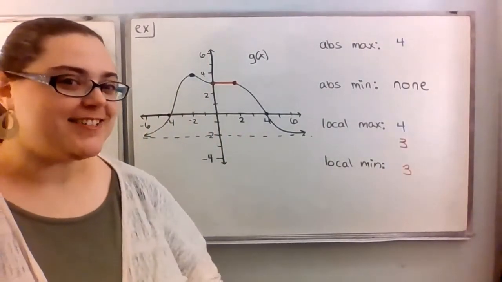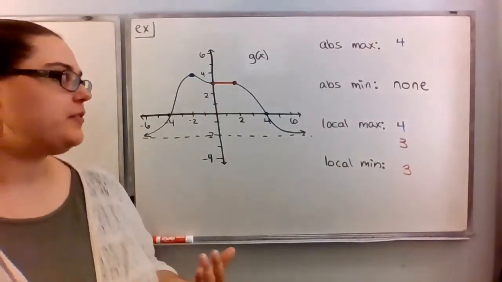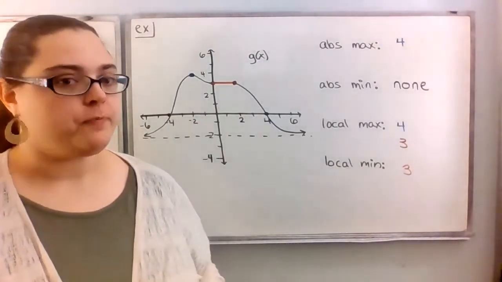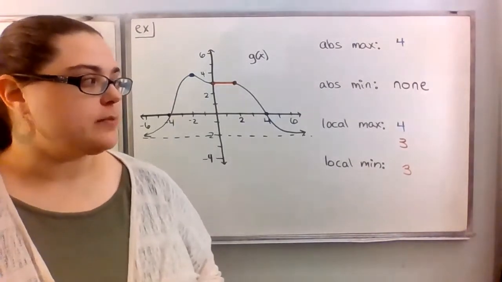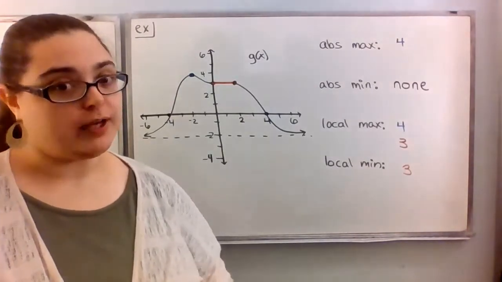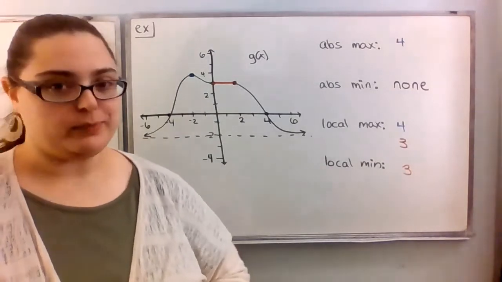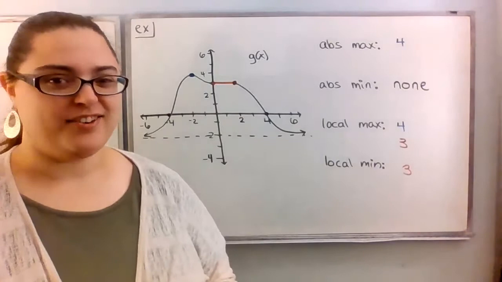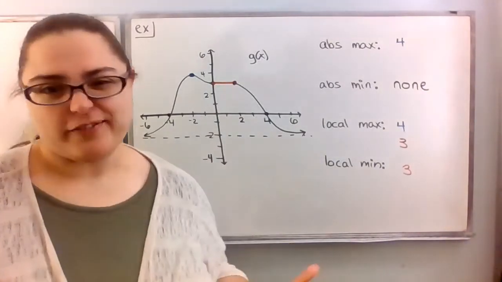Alrighty, let's see how you did. So I have an absolute maximum of 4. I found that there was no absolute minimum. There is a local maximum of 4 and also 3, and there's a local minimum of 3. Does that sound kind of weird? So here's where those are coming from.